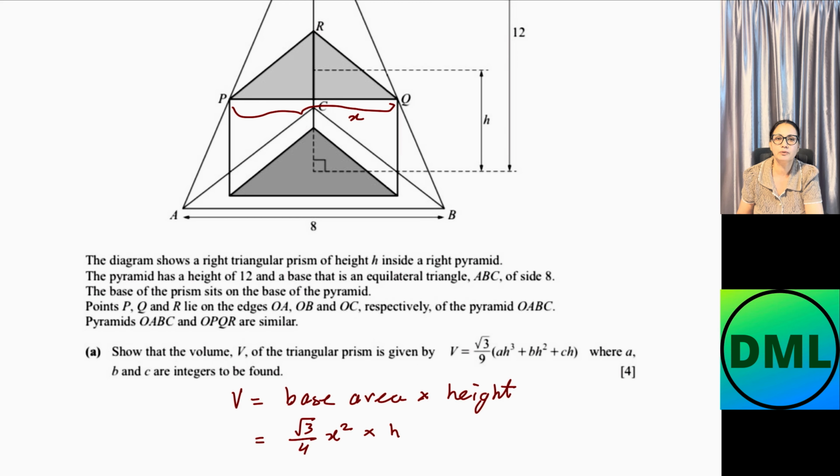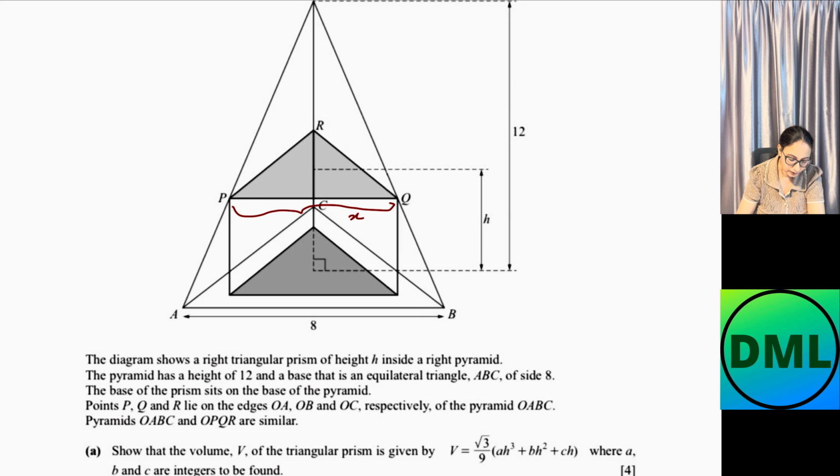I need to get the relation between x and h. As they told us that OPQR and OABC are similar, I can apply the similar triangle property here to get the relation between x and h. I am comparing the triangles OPQ and OAB. I will compare the base as well as the height of both triangles. The triangle OPQ has base x and the height. I know the height of the prism is h, but I don't know the height from O to this point.